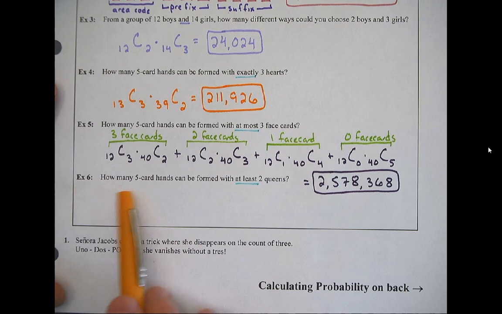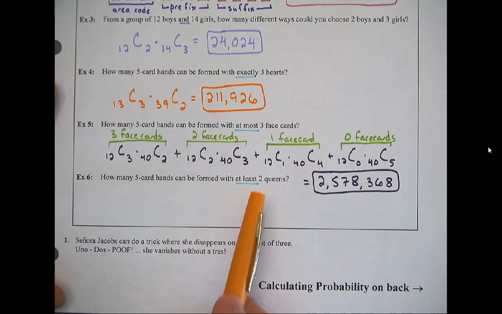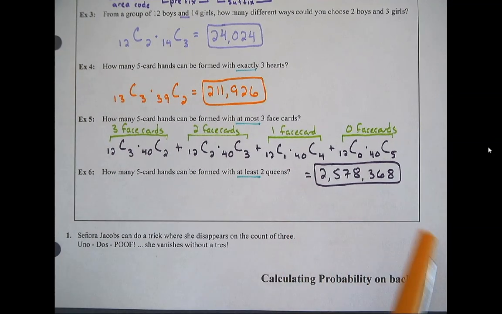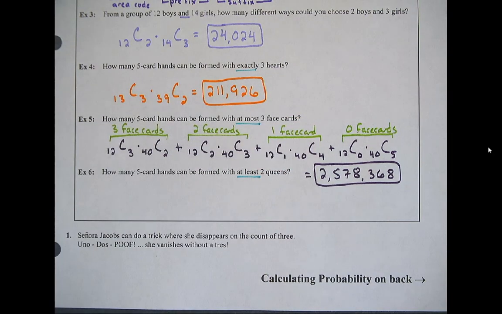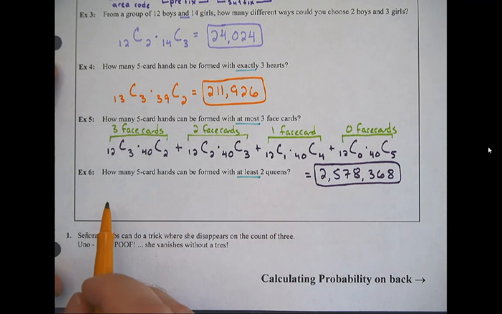How many 5-card hands can be formed with at least 2 queens? So now we're going to think of this from a different perspective. We need at least 2. So I could have 2 queens, or I could have 3 queens, or I could have 4 queens, or I could have 5. Wait. Why wouldn't that work? Why can't I have 5 queens? Unless you're an old West card shark, that's not legal because there are only 4 queens in a deck of cards. So we're going to look at all those scenarios.